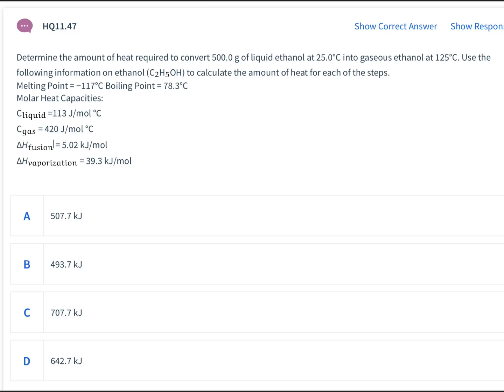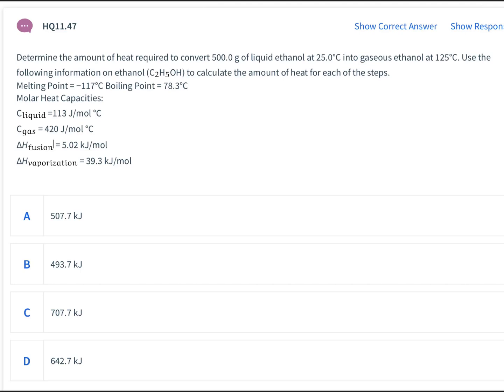So for question 11.47, we're asked to determine the amount of heat required to convert 500 grams of liquid ethanol at 25 degrees into gaseous ethanol at 125 degrees Celsius. And then they give us the formula for methanol and ask us to calculate the heat for each of those steps. And so what we need to look at is we actually need to diagram out what's happening in the process.